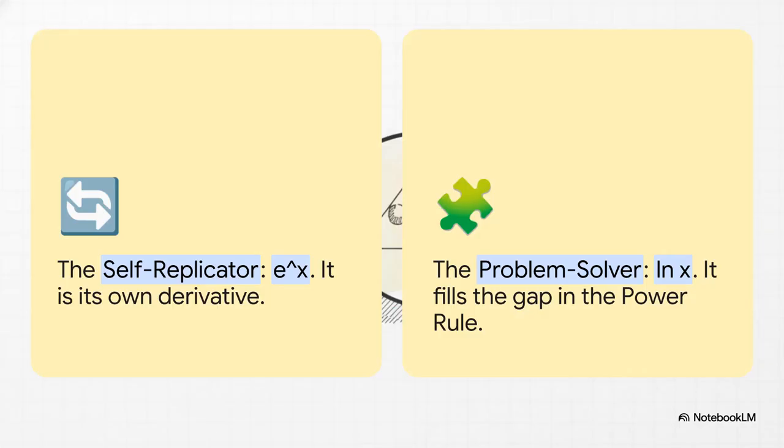So in one corner, we've got e to the x. I like to call this one the self-replicator. Why? Because it's its own derivative, which is just a wild concept when you stop and think about it. And in the other corner, we have the natural log of x, the problem solver. This function heroically steps in to fill a huge gap left by one of our most fundamental tools, the power rule. Let's go ahead and meet them one by one.